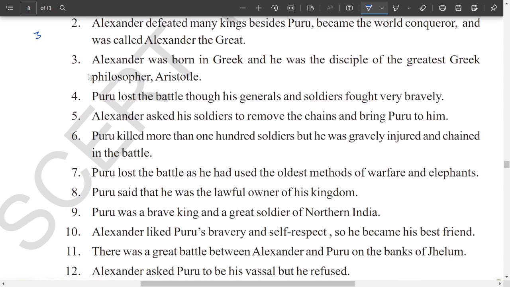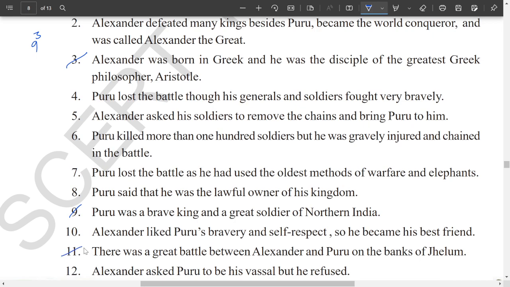Alexander was born in Greek and he was the disciple of the greatest Greek philosopher. Next, any sentence about Puru's introduction. Puru was a brave king. So here 3 and 9 can be used side by side. Okay, one is 3, another one 9. Next one, what can you use?